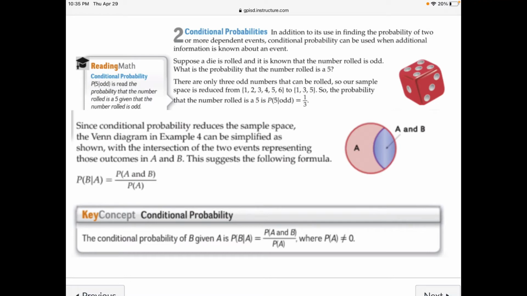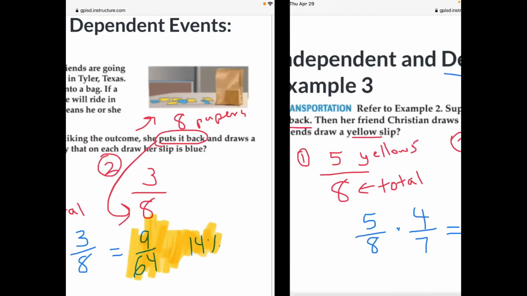So since conditional probability reduces the sample space, this Venn diagram can be simplified as shown, with the intersection of the two events representing those outcomes in A and B. So then we have this formula, which is what we just used. What is the probability of A given B? It's the probability of A and B over the probability of B. Okay? All right, so let's do an example on this.